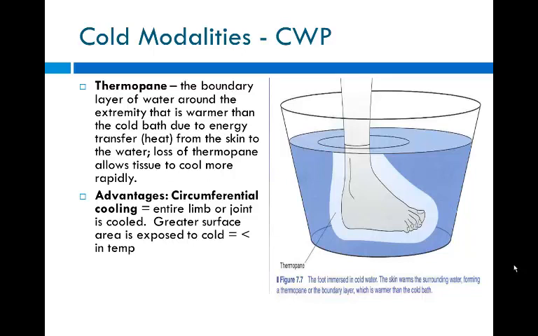The thermopane. The thermopane is the boundary layer of water around the extremity that is warmer than the cold bath due to energy transfer, which is the heat, from the skin to the water. The loss of this thermopane allows tissue to cool more rapidly.